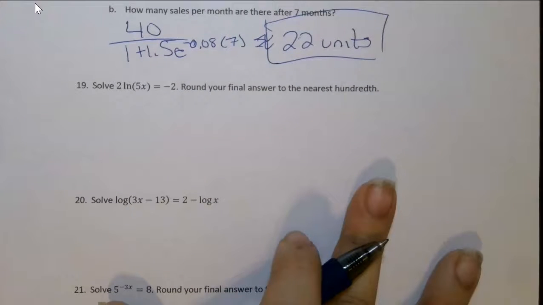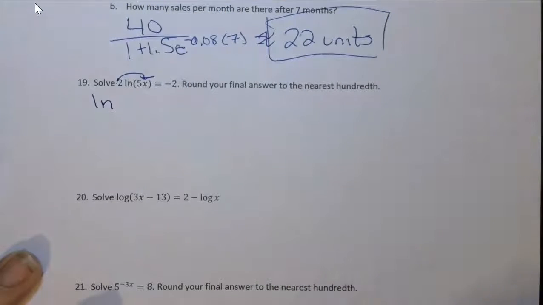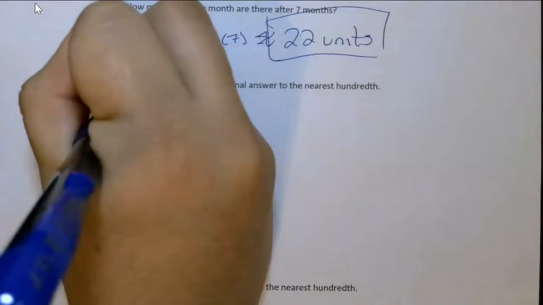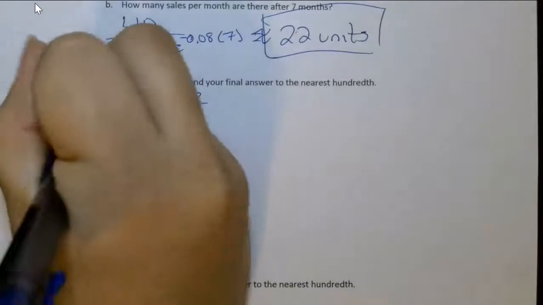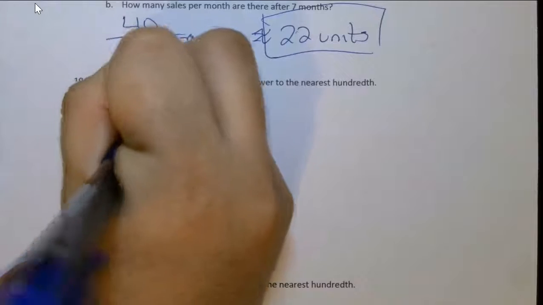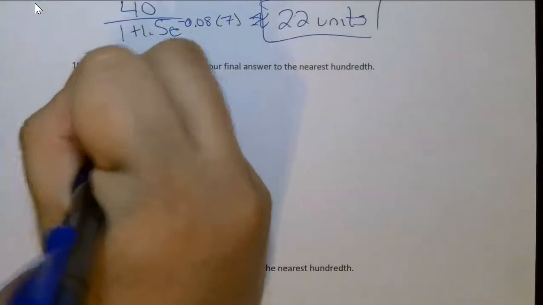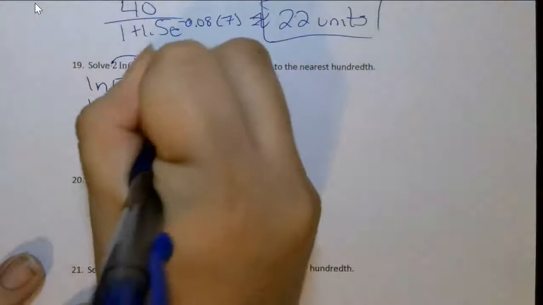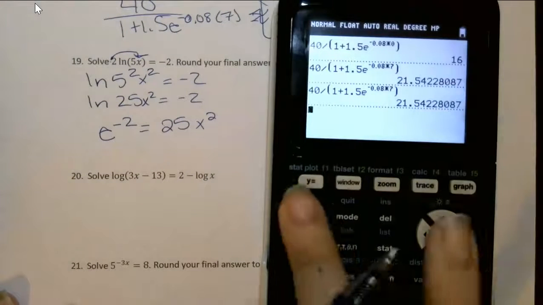Okay. Number 19 wants me to solve and then round my answer to the nearest hundredth. What I'm going to first do is move this back in as an exponent there. So I have ln. And then when I put it back as an exponent, each piece gets the exponent. So I have 5 squared x squared equals negative 2. 5 squared is 25, x squared is x squared. Since it's ln, that means my base is e, so when I go to rewrite it, I have e to the negative 2 equals 25x squared. It wants me to keep going, so I need to figure out what e to the negative 2 is.